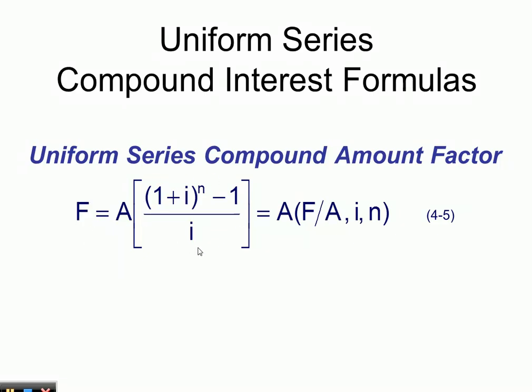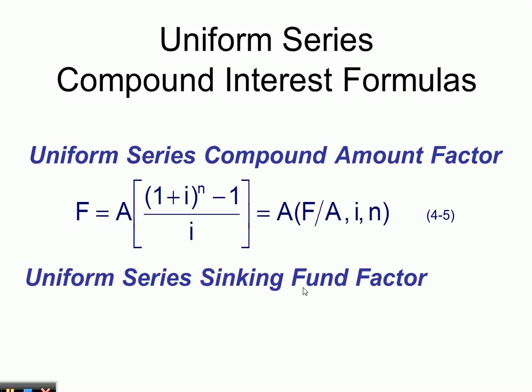And this factor here in the square bracket is a factor that connects the two. Here it's also written in a shortened form: F given A at interest i over n years. Again, F given A at interest i over n years. We'll use these factors soon, so you'll see how to apply them.